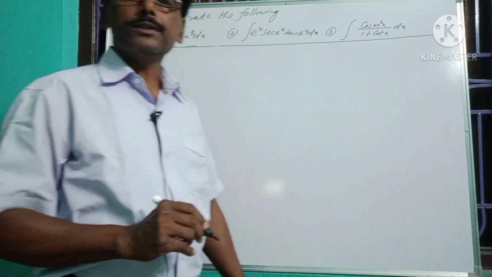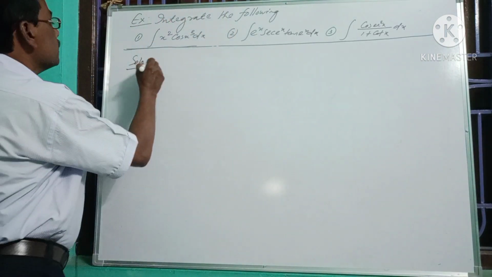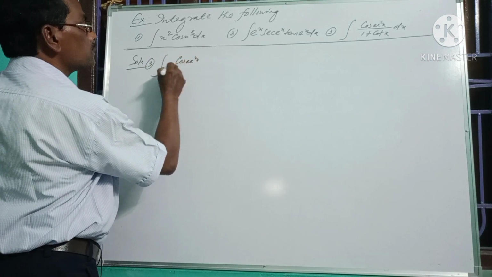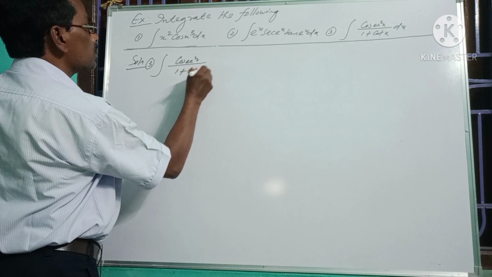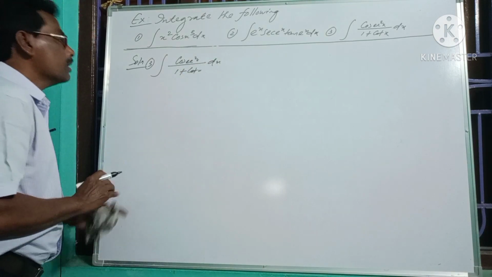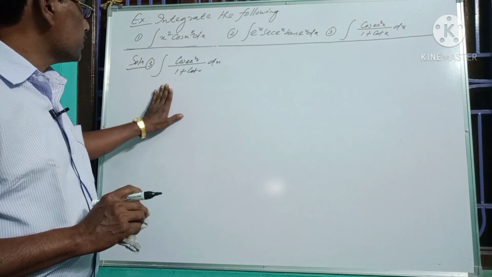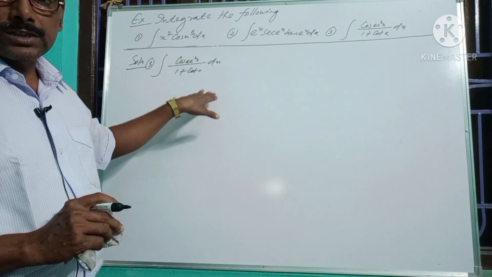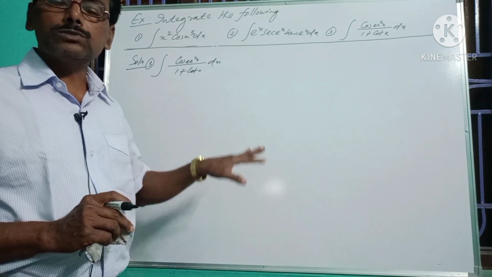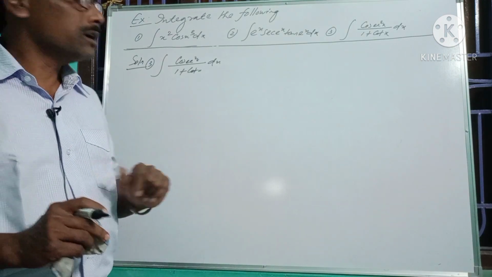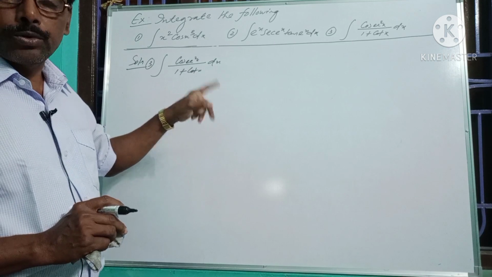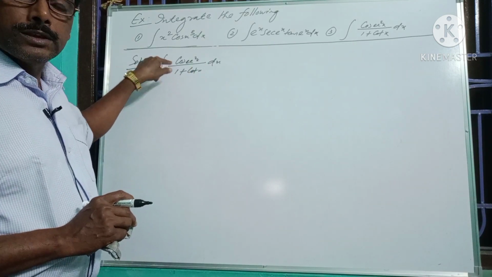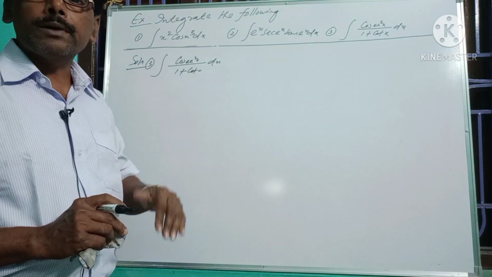Now let us solve the third problem, that is integration of cos square x by 1 plus cot x with respect to x. Now let us observe the integrand. The integrand is a rational function containing two trigonometric functions, and if we differentiate 1 plus cot x with respect to x, it will give us minus cos square x, where the numerator contains the function cos square x. So this integrand is easily integrable by the process of substitution.